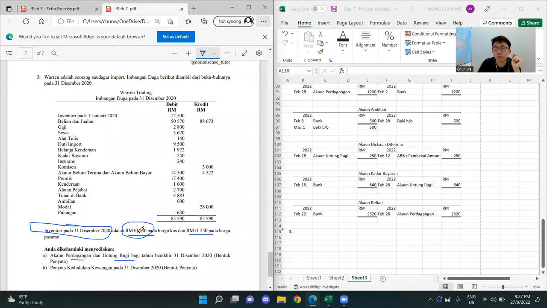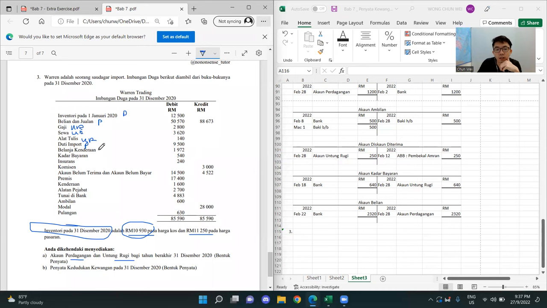So this will be your inventory RQ. That applies to every question. Take the lowest amount of inventory RQ. All right. Then after that, from here, so this one you record in the account perdagangan. Betul tak? Gaji is untung rugi, UR. Sewa, UR. Alat tulis, UR. Duty import. Duty import is one of the RD. So this is in the perdagangan.